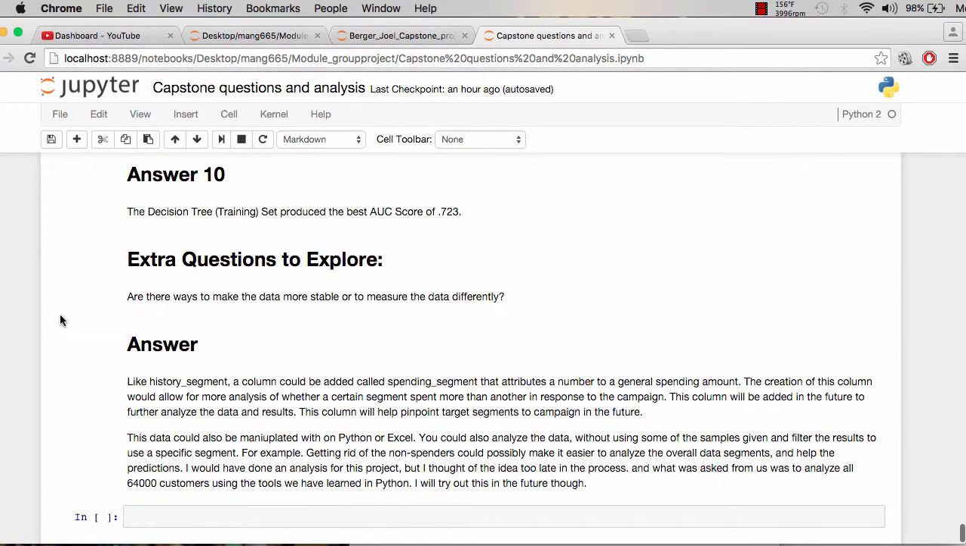And then for extra questions to explore, as you can see, I thought about possibly in the future making a spending segment like I did the history segment, so I could analyze the spend a lot better.